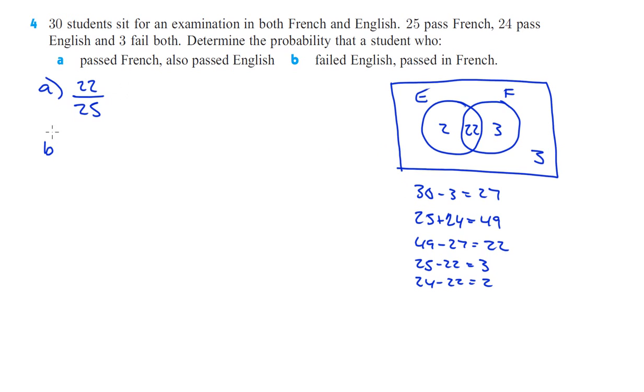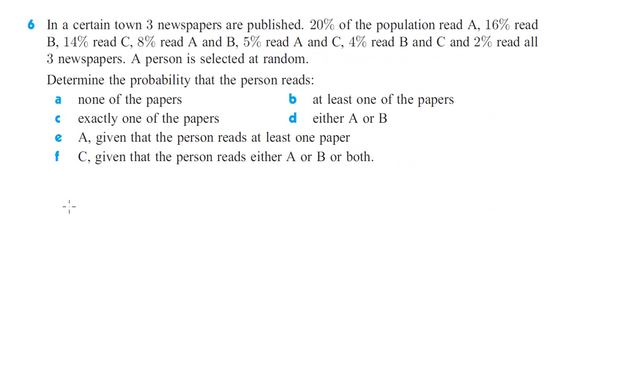And then part B says, determine the probability that a student who failed English passed in French. So the people that failed English would be these people here. Okay, so let's do that. The people that failed English are these 6 people, because all of these people over here passed English. And how many of those also passed French? It's 3 out of those 6 total. So that means it's 1/2 of them. Okay, all right. Moving on to number 6.